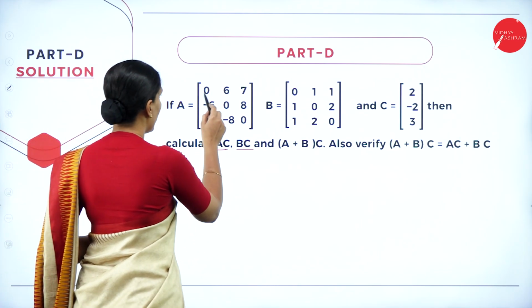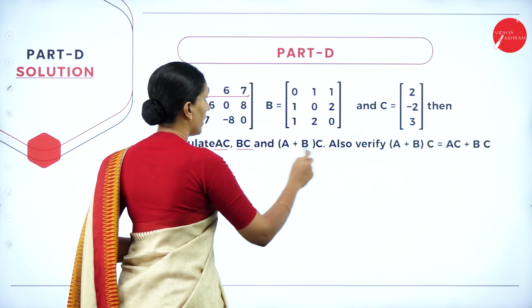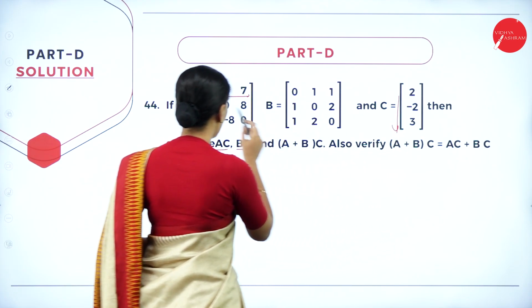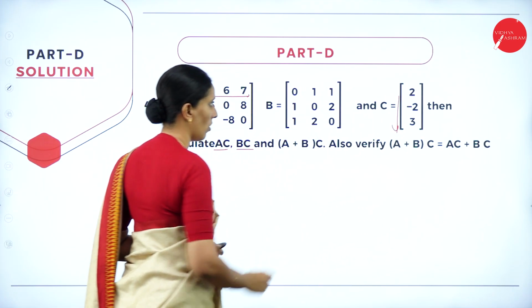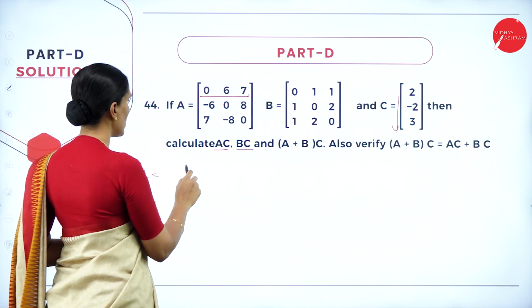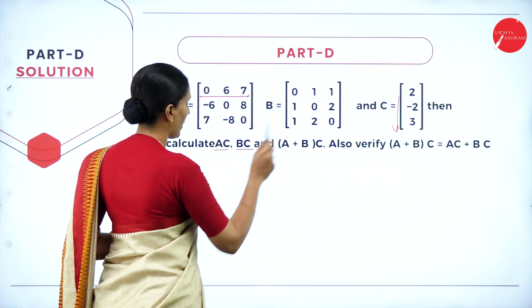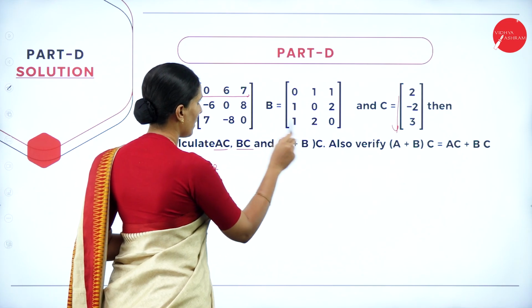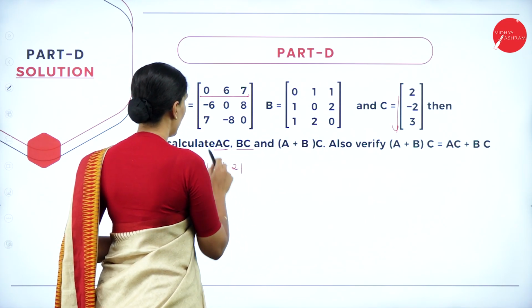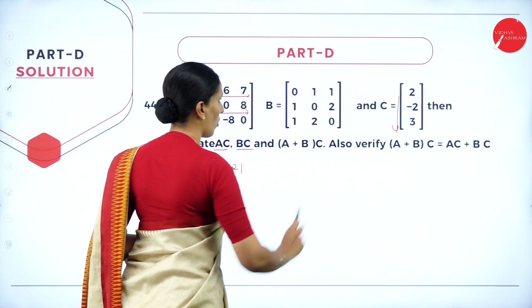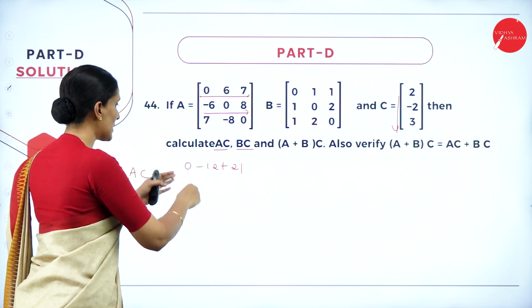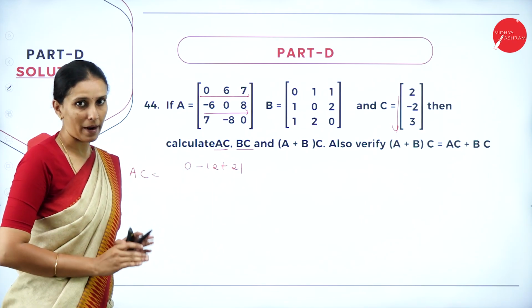So we know that A into C is nothing but first row into first column. So we have here 0, 2 is 0, 6 into minus 2, minus 12, 7 into 3, 21. Next, second row into first column. There is only one column, so therefore the resultant matrix will be a column matrix itself.